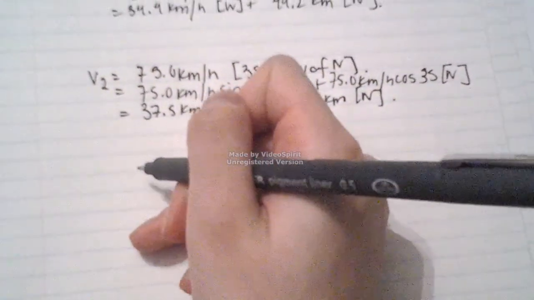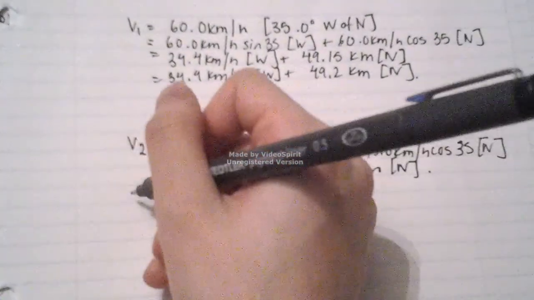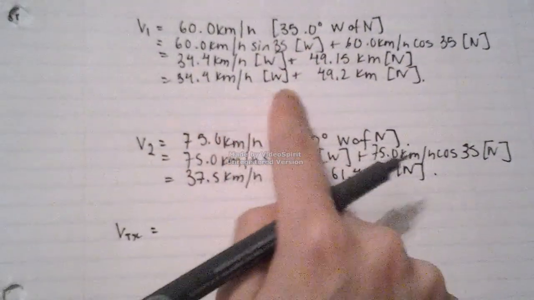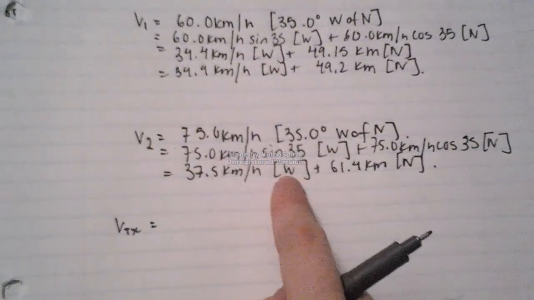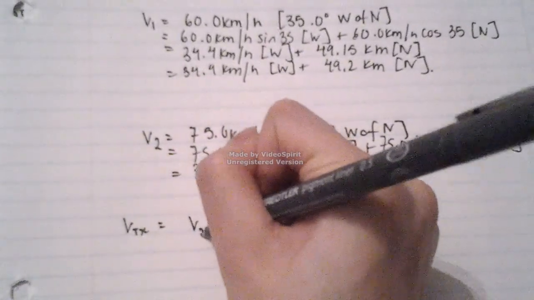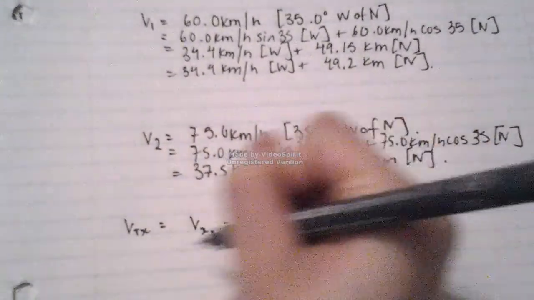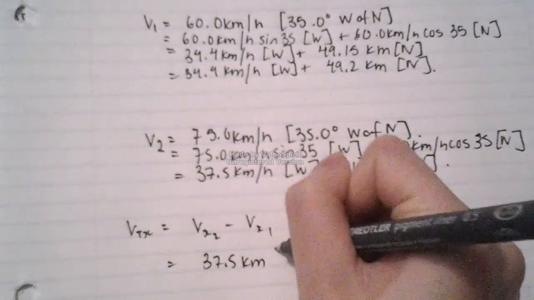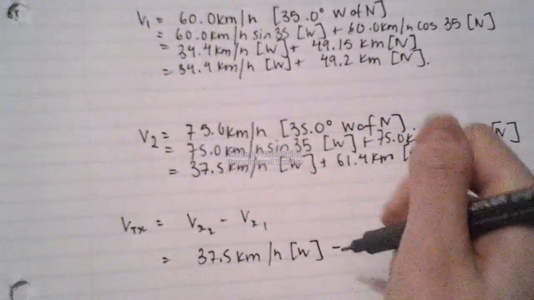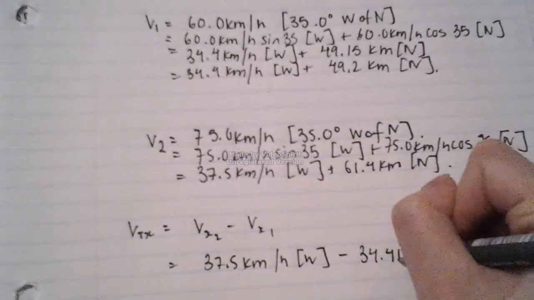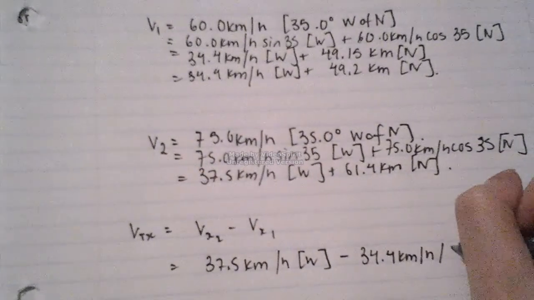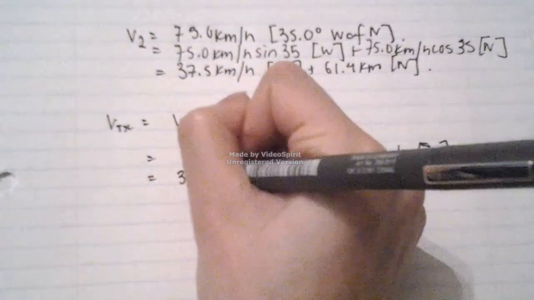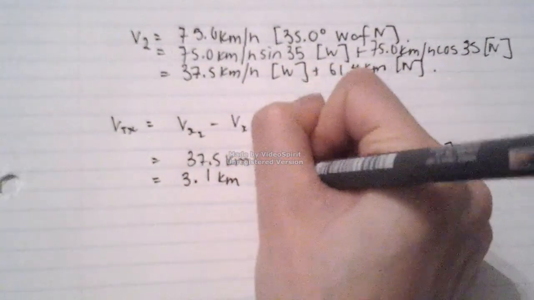So now we're going to add up our vectors to create our new right-angled triangle. In this case, we're going to subtract our first velocity from our second velocity, starting with our x values. Vx2 minus Vx1 is equal to 37.5 kilometers an hour west minus 34.4 kilometers an hour west, which is equal to 3.1 kilometers an hour west.